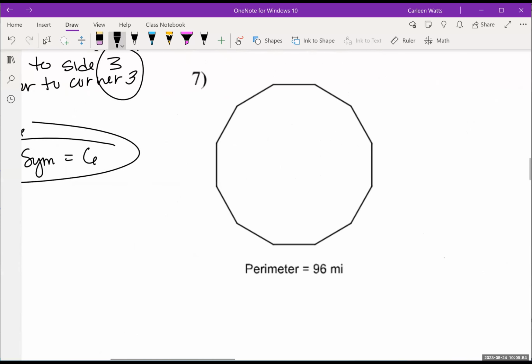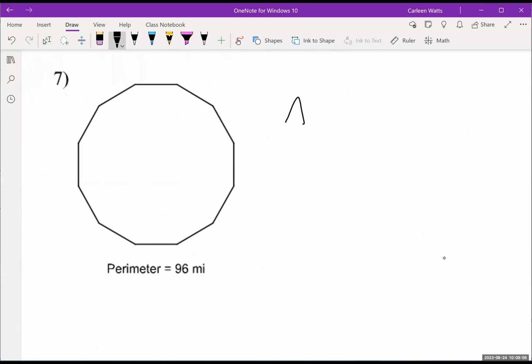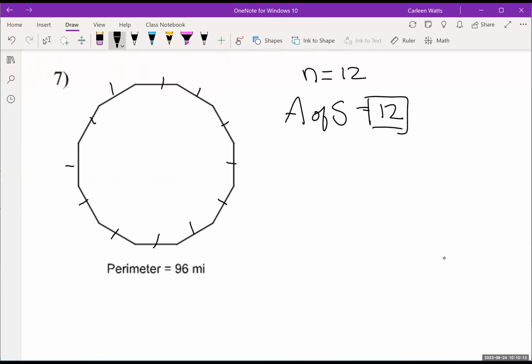Okay, let's do this the easy way. How many axes of symmetry do we have? We have 12 sides, so we have 12 axes of symmetry. Yeah? Easy peasy?